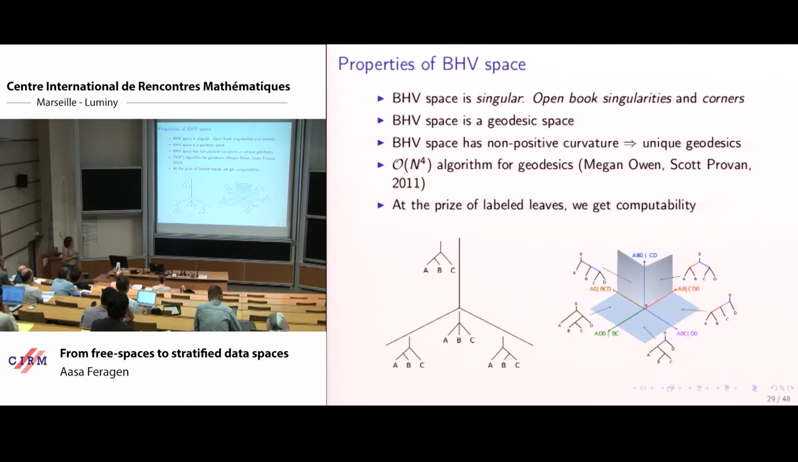But what this means is that these singularities give us simple test spaces for things that actually happen in tree space. So if I can show that something weird happens either in a spider or an open book or in a corner, well, that same strange thing is going to happen in tree space. BHV tree space has non-positive curvature, which means we have unique geodesics. And there is also a polynomial time algorithm for computing those geodesics. So what this means, I pay a price for assuming that I can have my leaves of my trees labeled by a fixed set. And that's a big price. But what I get out is quite nice. I get computability, and I also get nice geometric properties.